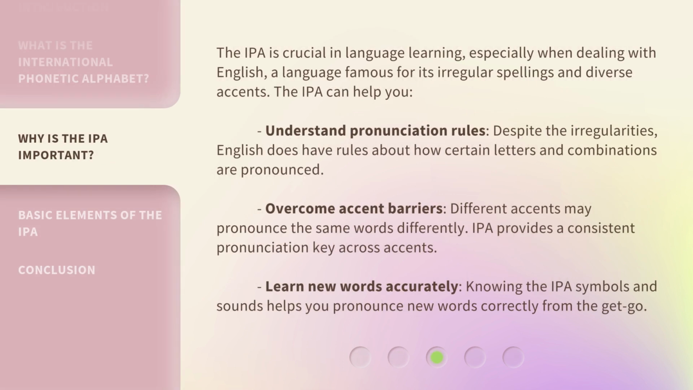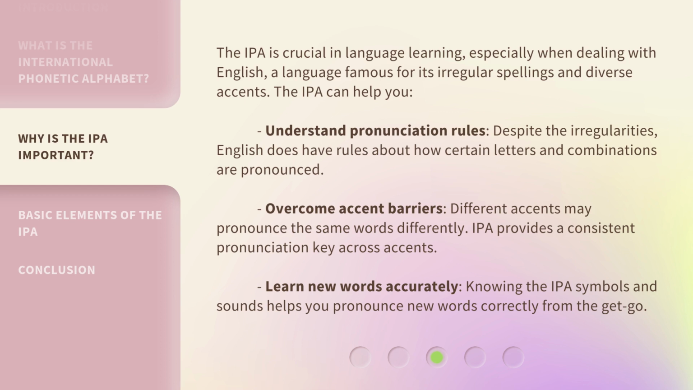The IPA is crucial in language learning, especially when dealing with English, a language famous for its irregular spellings and diverse accents. The IPA can help you understand pronunciation rules. Despite the irregularities, English does have rules about how certain letters and combinations are pronounced.